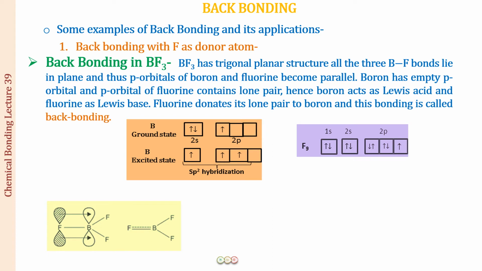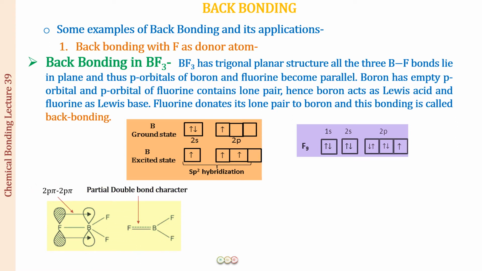Now the type of back bonding between boron and fluorine will be called 2p pi, 2p pi back bonding, because fluorine is donating its electron from the 2p orbital and boron is getting electrons in the 2p orbital, and a pi bond is formed between them. There is one bond between them already, which is the sigma bond, and the next bond formed is the pi bond. So it is 2p pi, 2p pi back bonding.